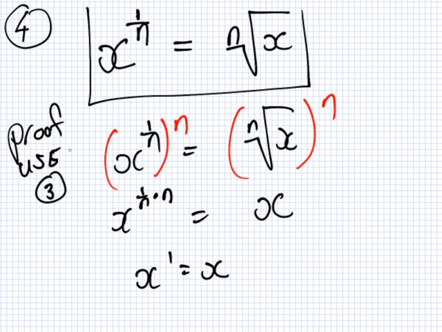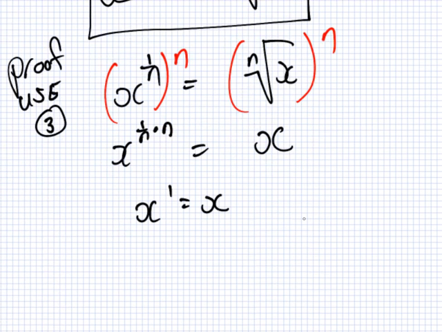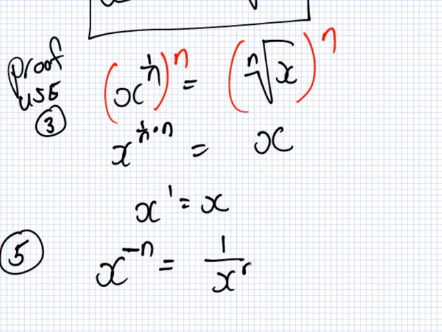Okay, next one. X minus n. That's it? Yeah. X power minus n equals 1 over x power n, if you want to write it like this.